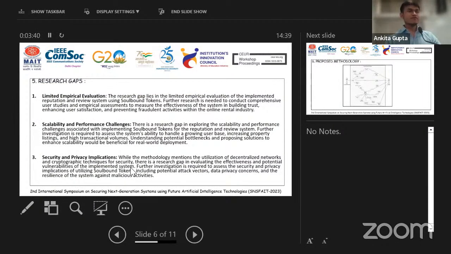Some of the research gaps that we faced were, first, limited empirical evaluation. We don't know how the user would interact with this review system or how ultimately credible it would be. Secondly, scalability and performance challenges, which is a bigger research gap that we are studying right now: how well would the system perform in its efficiency when the number of user data and property data would increase. Lastly, security and privacy implications. Since soul-bound tokens are a very recent concept, it is also yet to be discovered what the possible attacks could be and what their preventive measures are.